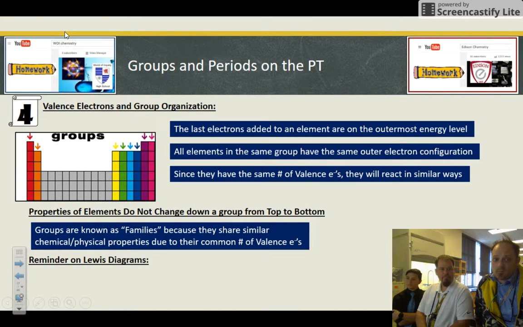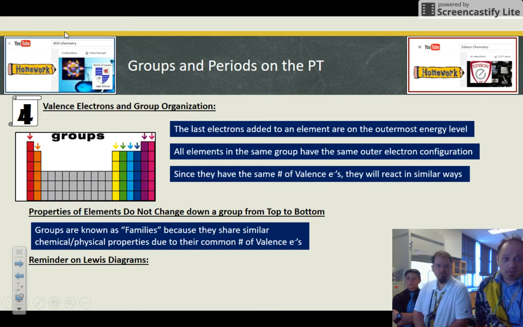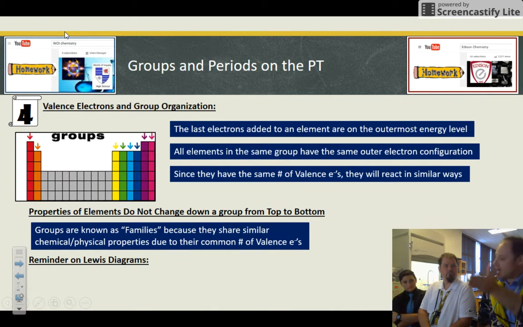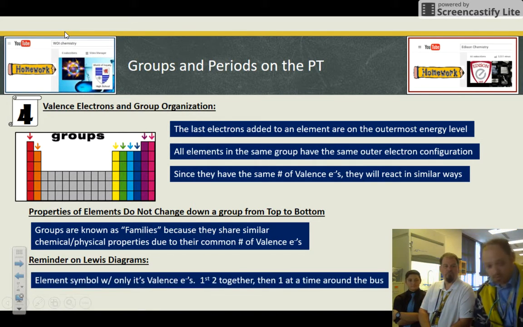Groups have another name, families, because they share similar properties due to their common number of valence electrons. Some really flip out when you put them in water, and others don't do jack. But the fact of the matter is in the same group, they react similarly. And since most human families have similar characteristics, like, oh, you've got your mother's eyes, we call them families for that reason.